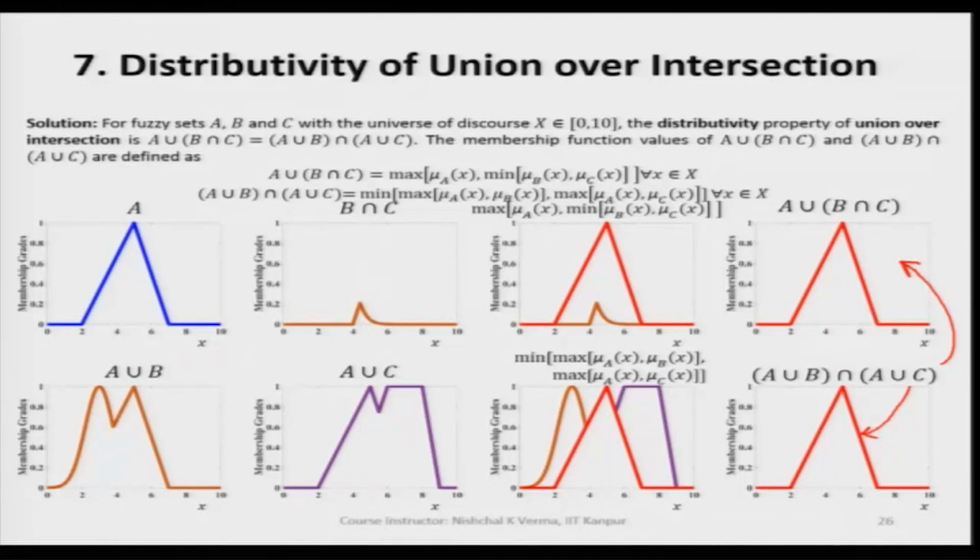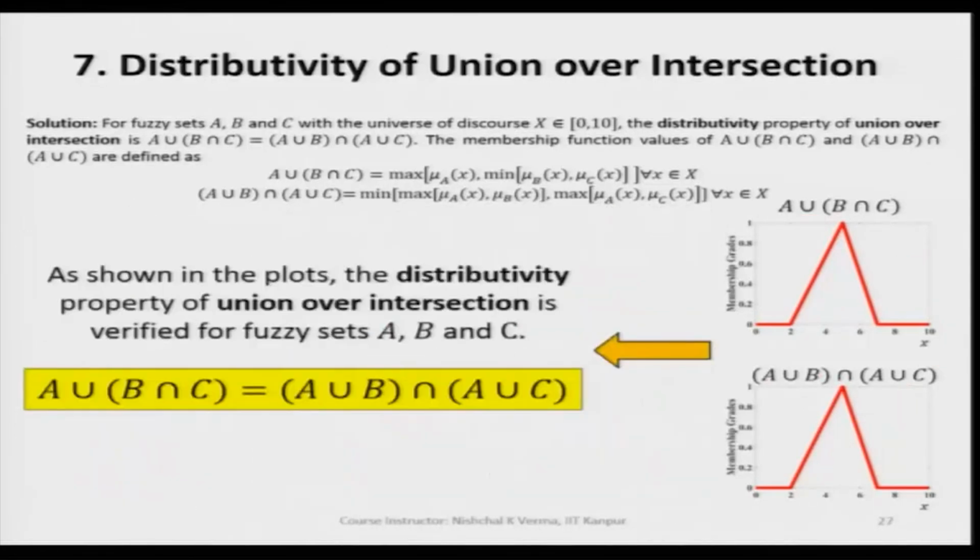So, this means that if we have three fuzzy sets A, B and C, and we take the union of A and B intersection C, we are going to get this equal to the intersection of A union B and A union C. So, this is very clear, the results are same here, the outcomes are same.